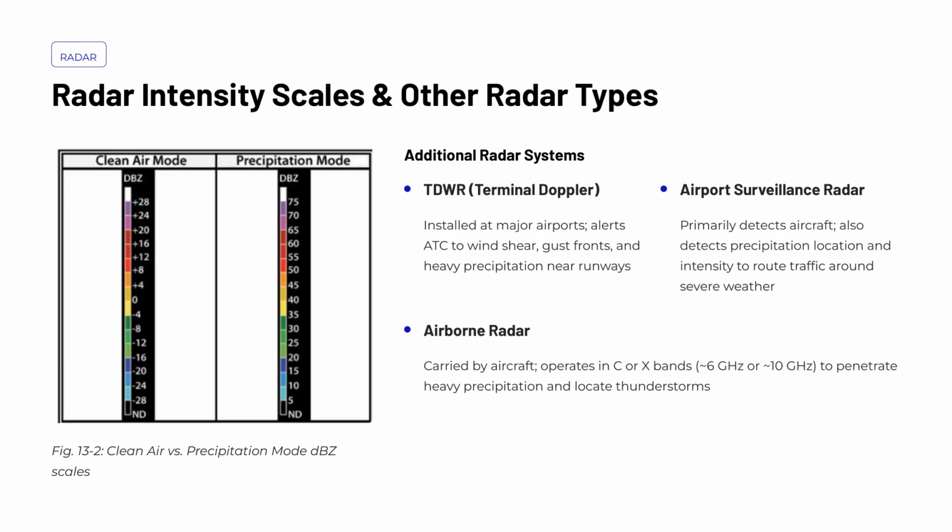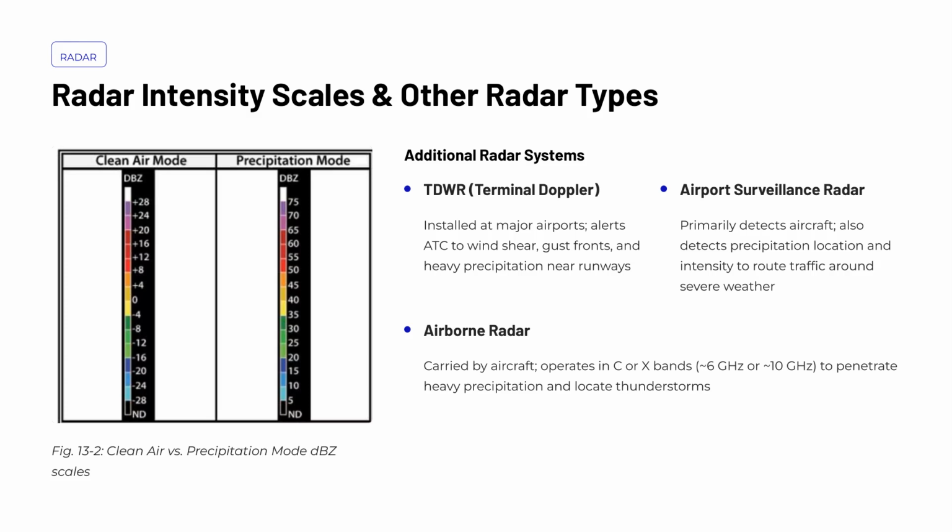Radar systems display precipitation intensity using decibel Z or dBZ scales, and it's important to understand that these scales differ depending on the operational mode. In clean air mode, the scale is more sensitive, detecting lighter returns like dust, insects, and light precipitation. In precipitation mode, the scale shifts to capture the broader range of intensities found in heavier weather events. Always be aware of which mode is active when interpreting radar imagery.